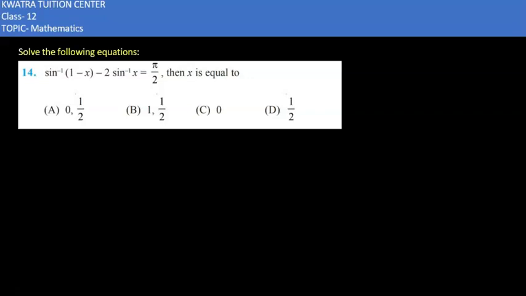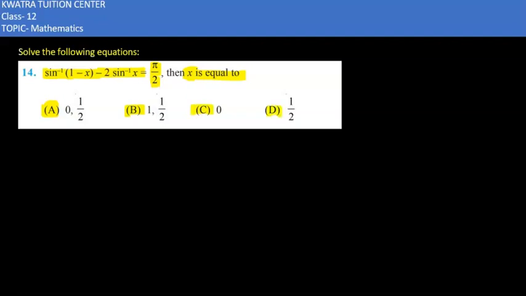The given question says solve the following equation: sine inverse (1 minus x) minus 2 sine inverse x is equal to pi by 2. Then we have to find the value of x. We have four options. Option A is 0 comma 1 by 2. Option B is 1 comma 1 by 2. Option C is 0. Option D is 1 by 2.